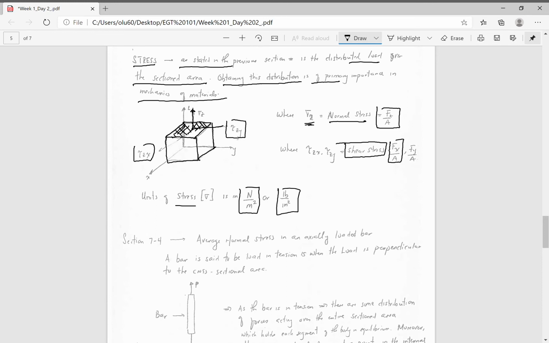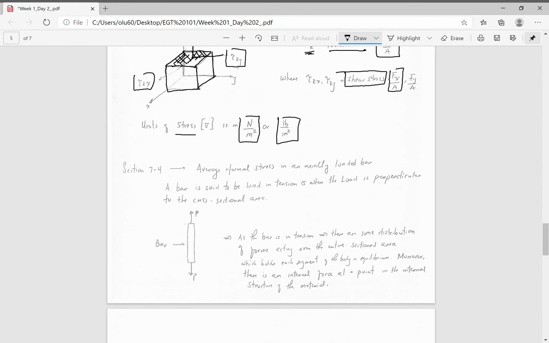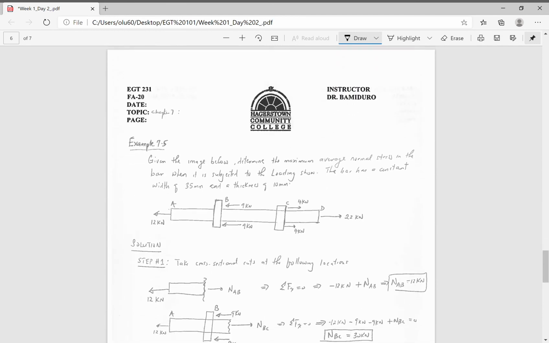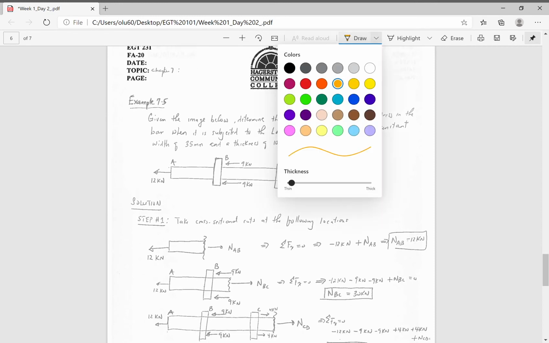So in section 4, we take it a little further. We want to find out, if we apply a load P on this bar, how does this material behave internally? What are the internal loadings when you have an axial load, as we call this, or normal force, acting on this bar? So here's an example to give us a better understanding of what's going on.